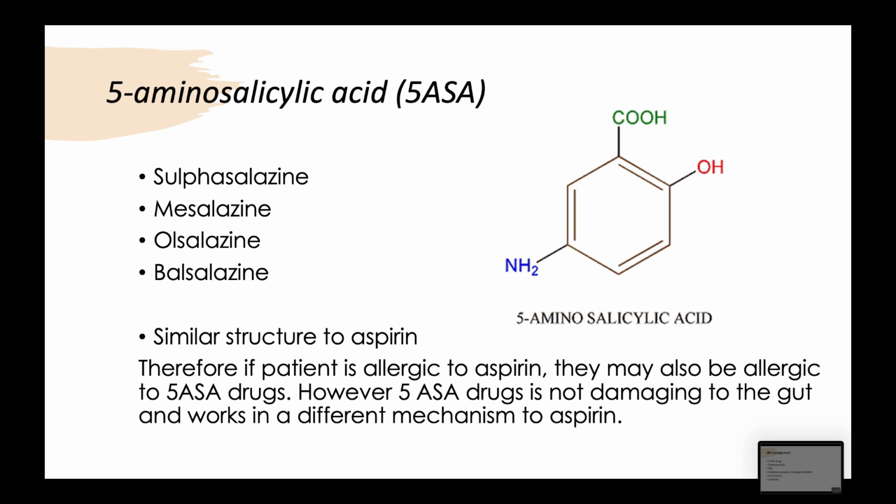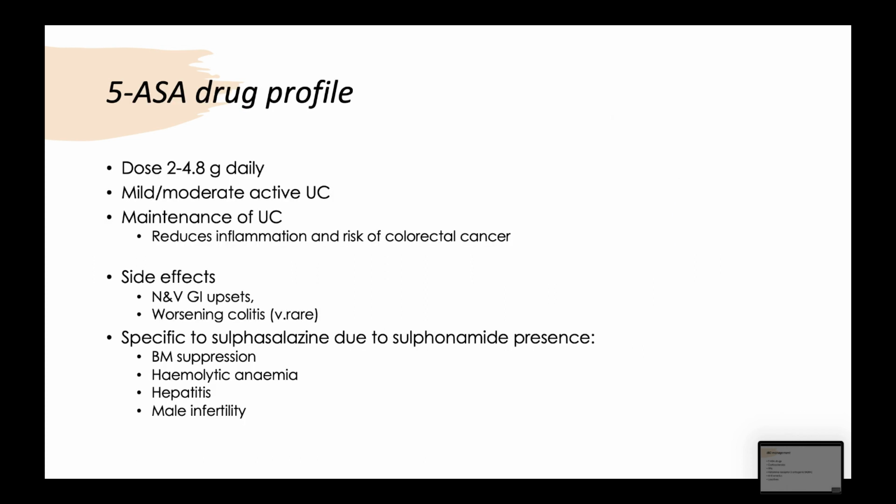In terms of the different drugs or different names, they all pretty much seem to have different bonds or some sort of special coating. However, you don't really need to know this in much detail, as they largely all have the same mechanism of action. So in terms of dosing, for sulfasalazine especially, it is 2 to 4.8 grams daily, and indications include mild to moderate active UC, as well as maintenance of UC.